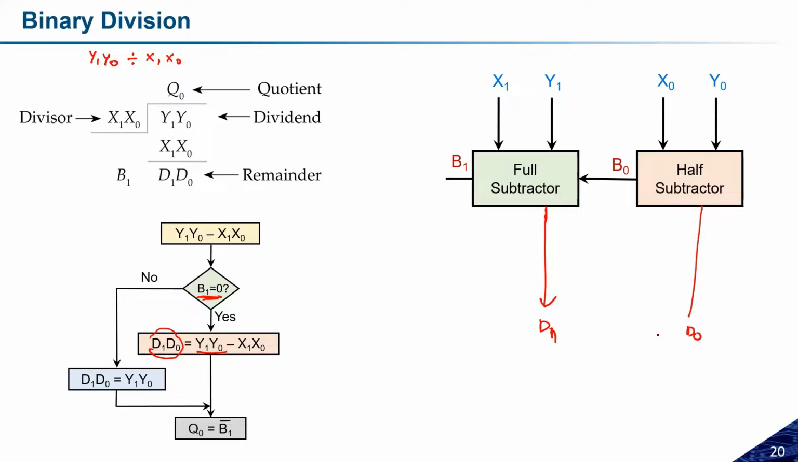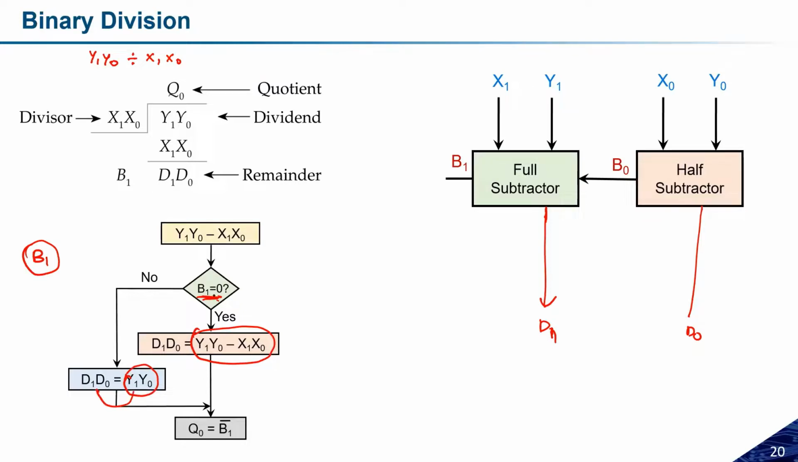But if the borrow is equal to 1, in this case x1 x0 does not play a role. I have to simply consider y1 and y0. So now borrow becomes the control signal. b1 becomes the control signal that decides whether I have to consider the difference as d0 d1, or only y1 y0 as d0 d1.